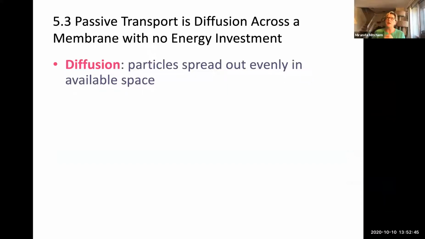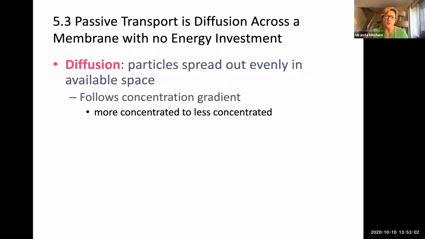So diffusion is a process that does not utilize energy. It uses what is called a concentration gradient. And this simply refers to where the molecules are. Let's take a look. So the gradient is always from higher concentrated to lower concentrated. So when we say that something is diffusing along the concentration gradient, it's moving from where there's more of it to less.